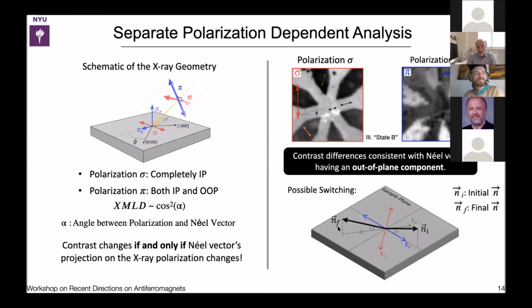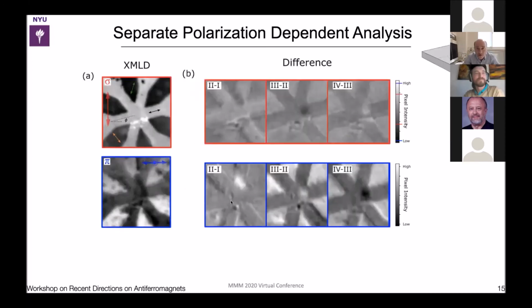And what we think is happening is that we're switching between states that have in-plane and out-of-plane components, namely that we know there's an out-of-plane component in equilibrium, and there are changes in the in-plane contrast and out-of-plane contrast, which we could represent by this diagram.